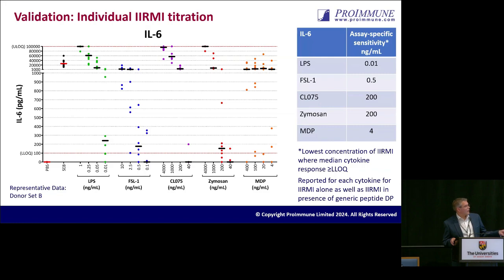So for example, if we look at FSL1 here, the lowest concentration range of FSL1 that we can achieve above the LLOQ is 0.5 nanograms per mil, and that's lost at a lower concentration range. So these tables are really important as a summary to show the limit of sensitivity that can be obtained for each assay and for each cytokine being measured as well.